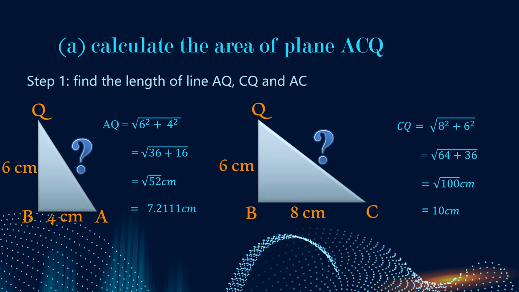To find the length of line AQ, you should just use Pythagoras theorem by summing up the lengths of line AB and BQ. Then you will get square root of 52 and you must convert it to decimal point, which is 7.2111 cm. Then the same goes for the length of line CQ, using Pythagoras theorem too, by summing up the lengths of line BQ and BC. Then you'll get 10 cm.